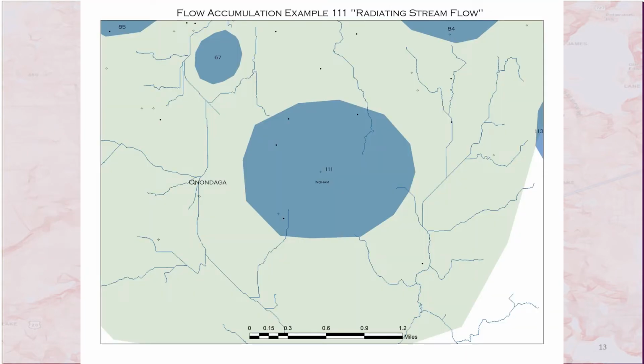Here is flow accumulation example 111. It shows a radiating stream flow. It shows stream flow radiating from a central point. We have oil wells in this one. We had a couple of dry holes in this one. On the southwest side, you have a deflected stream flow. And then you have radiating stream flow to the north, northeast, southeast, and southwest.